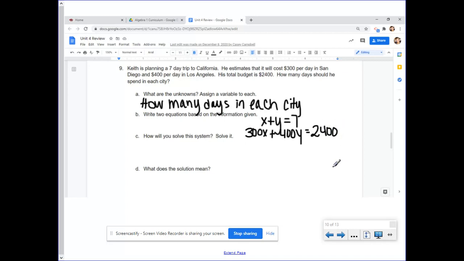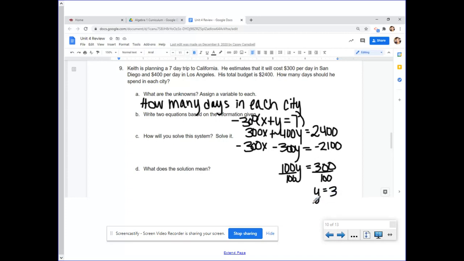When you solve the equations, what I would do is take the top equation and cancel out. So I would take it times negative 300. If you didn't do it that way, that's fine. Just make sure you have the same answer as me at the end. So that would be negative 300x minus 300y equals negative 2,100. So my x is canceled. That would leave me with 100y equals 300. When I divide by 100, I get that y equals 3.